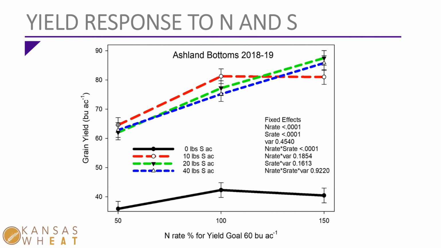We probably had sufficient sulfur for our 100% nitrogen rate. But if we went up in our nitrogen rate with a higher yield potential, that 10 units of sulfur was not enough anymore. Now we needed 20 or 40 units of sulfur, which allowed us to have a better yield there. So you see this interaction here between nitrogen rate and sulfur rate, and this was independent of variety.